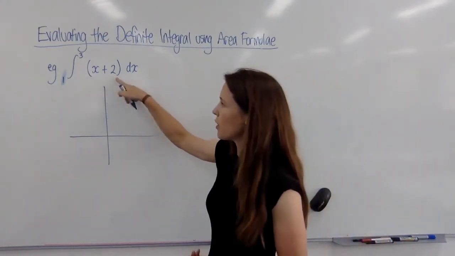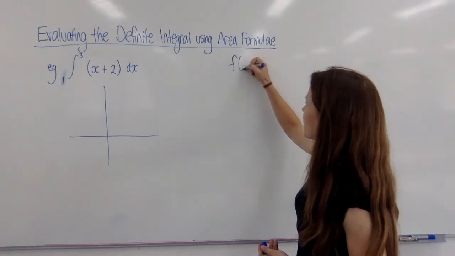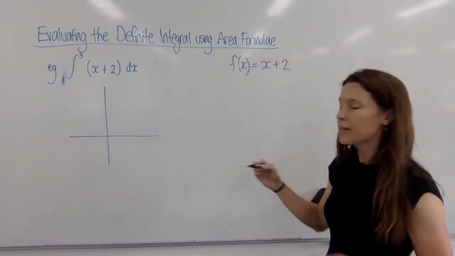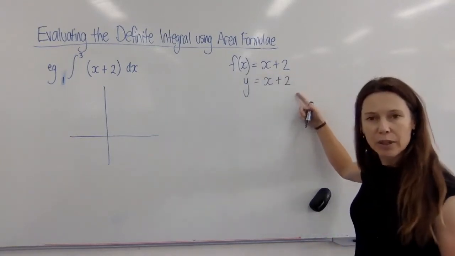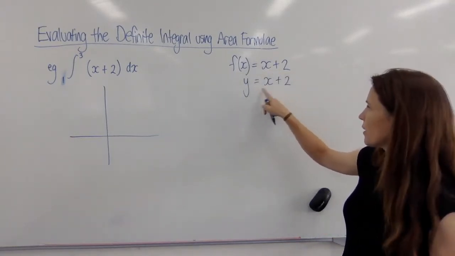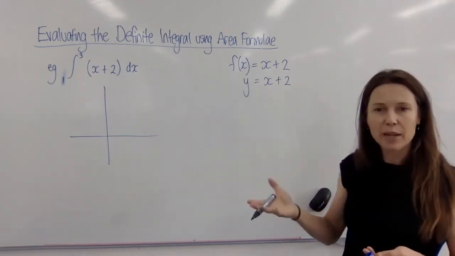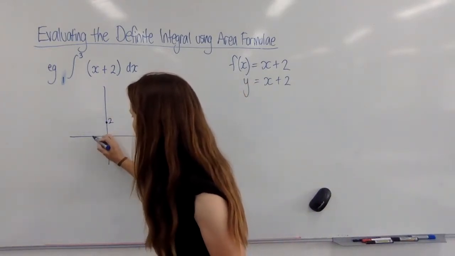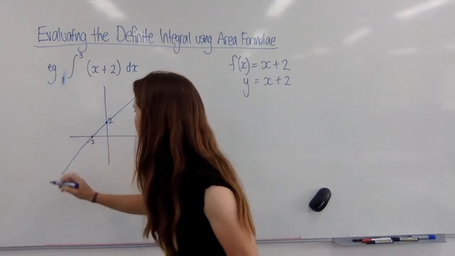Now here we have our function. We have the function x plus 2. What that means is f of x is equal to x plus 2. And you know that's the same thing as writing y equals x plus 2. How do we graph this? Well, it's a straight line with a gradient of 1, so it's going up at 45 degrees, and it's been lifted up 2. So I know it goes through the 2, it's got a gradient of 1, so I can put this in something like this.